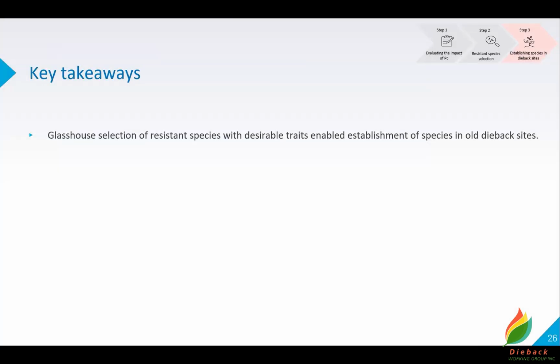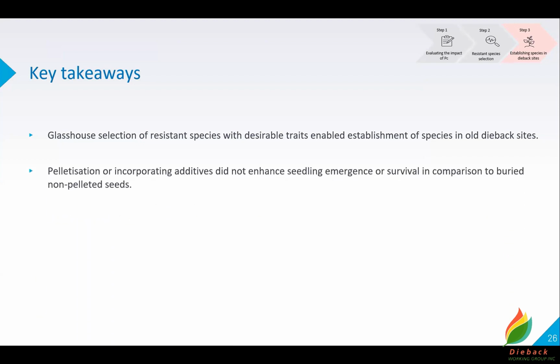The key takeaways from this project are that glasshouse selection of resistant species made it possible to establish resistant species in dieback sites. And seed pelleting or incorporating beneficial microbes did not provide any benefits on seedling emergence or survival compared to non-pelleted seeds. This is probably due to early disintegration of the pellets in the field with the heavy rain.